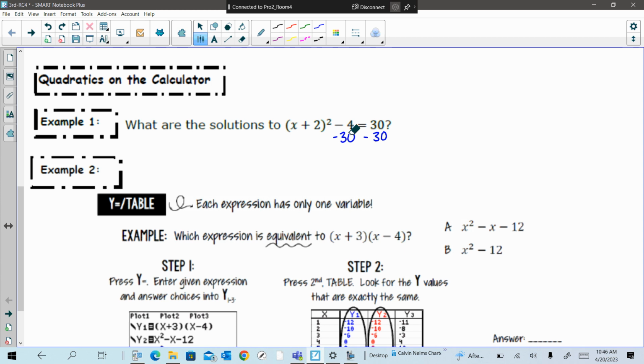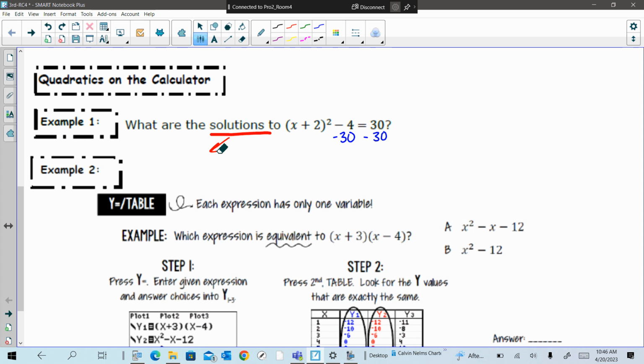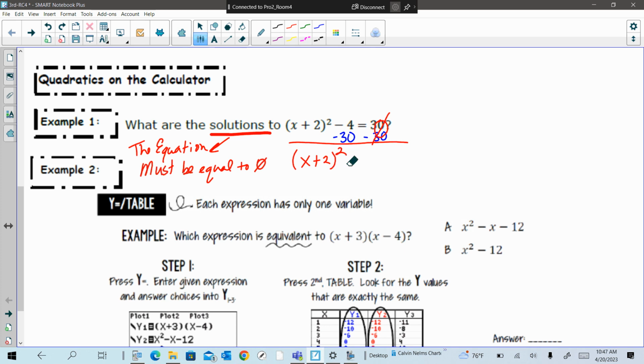So in order to solve, I'll just underline for solutions. Just make this little note because obviously we need to make sure we memorize this. The equation must be equal to 0. So by subtracting the 30, I'm now creating a 0 on the right side. And I'm going to rewrite the equation. So what would I write now? Yep, very good. (x plus 2) minus 34 is equal to 0.